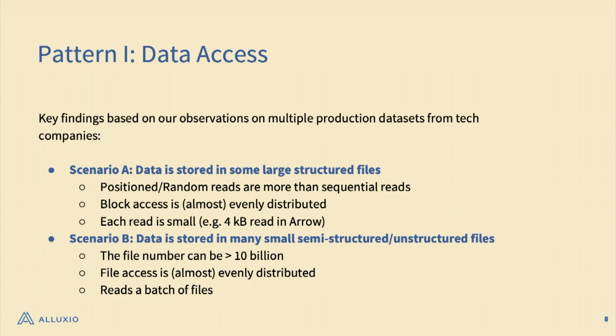The other type is scenario B. The data may be stored in many small semi-structured or unstructured files. This is especially common in computer vision jobs. In this type of scenario, the number of files may be really large, maybe more than 10 billion files. The access to each file could be almost evenly distributed, and each read may read a batch of files. So our analysis for AI training about the cache strategy will be based on this data access pattern. After this section, I will also share some evaluation results with you folks to discuss how the data access pattern could impact the cache strategies.